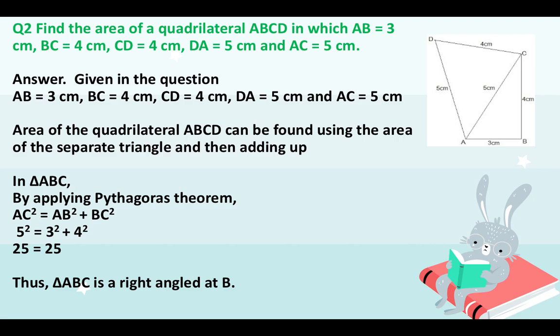So let's prove this. I'll write the Pythagoras theorem. AC square is equal to AB square plus BC square. AC is equal to 5 square, AB is equal to 3 centimeter, which is 3 square, and BC is equal to 4 square. So I will solve this and I will get 9 plus 16, which is 25. So both the left hand side and right hand side are equal. Therefore triangle ABC is right angled at B.